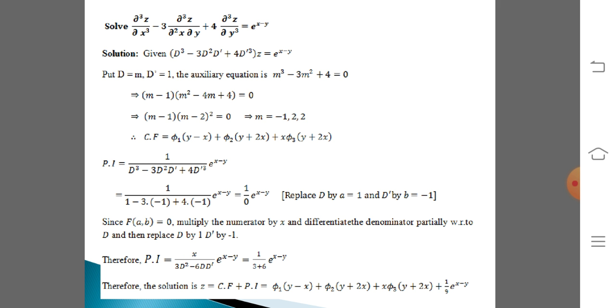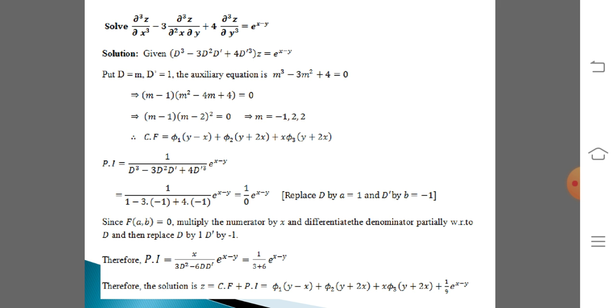By putting D equal to m and D dash equal to 1, the auxiliary equation of the PDE becomes m cube minus 3m square plus 4 equal to 0. It is a cubic equation in m. It will have three roots. You know, one root you can find by trial. After finding one root by trial, you can go for synthetic division method to get the remaining two roots.